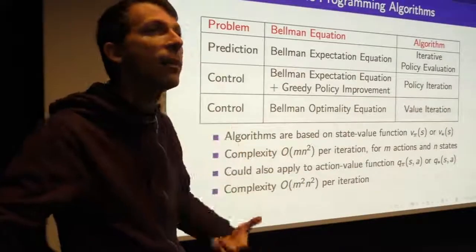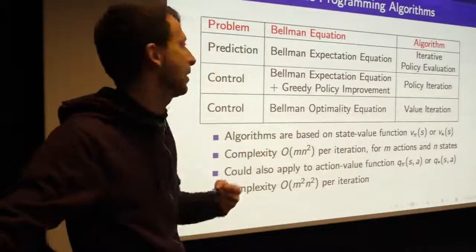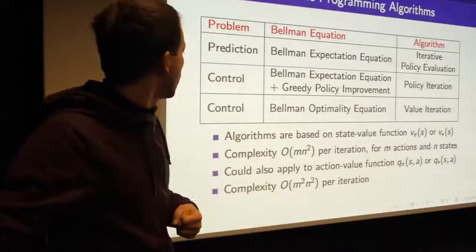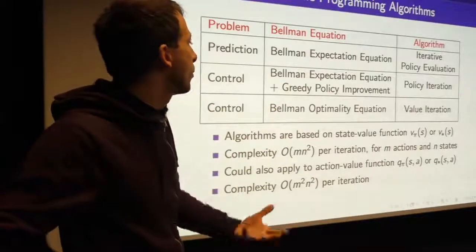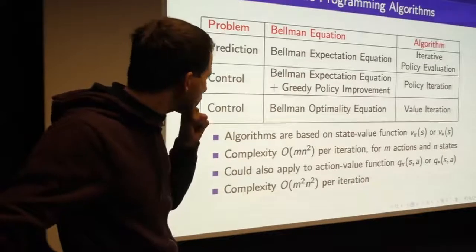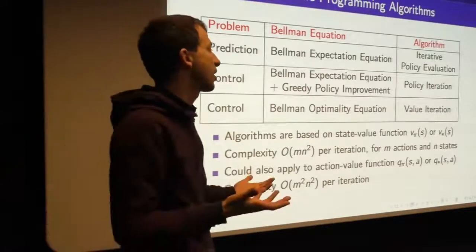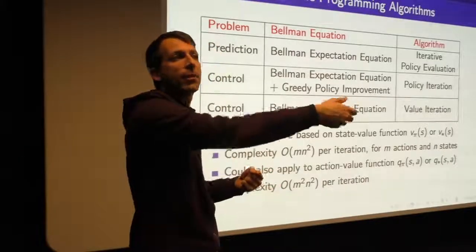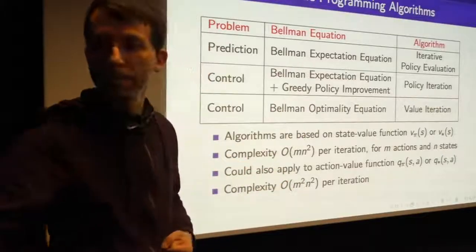Q lets us get away from having to do a one-step look ahead. It helps us avoid knowing the dynamics, because you can pick actions just by looking at Q. You don't need to look at the dynamics for one step and then pick the best thing.